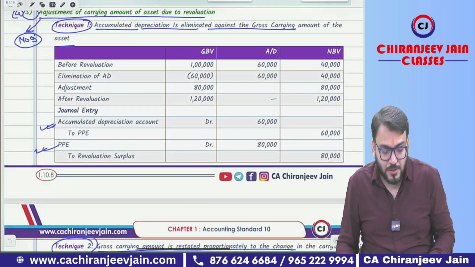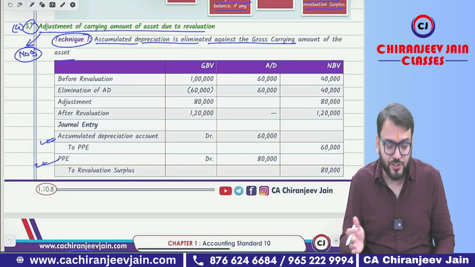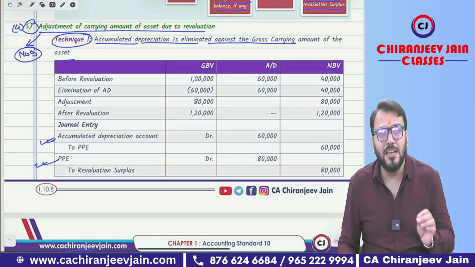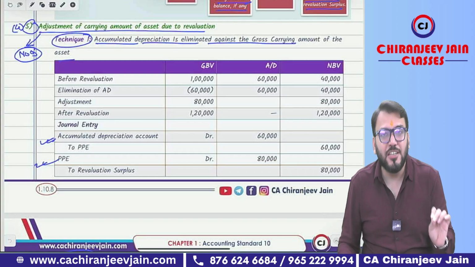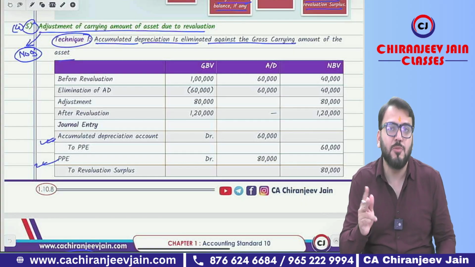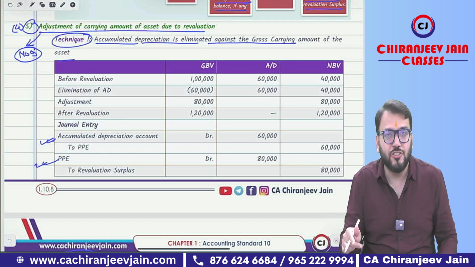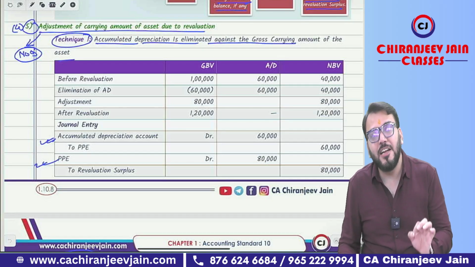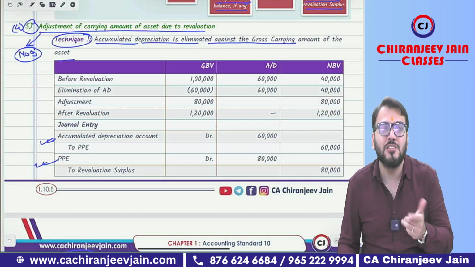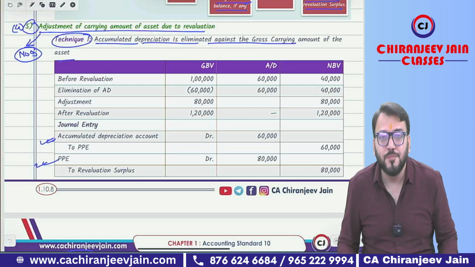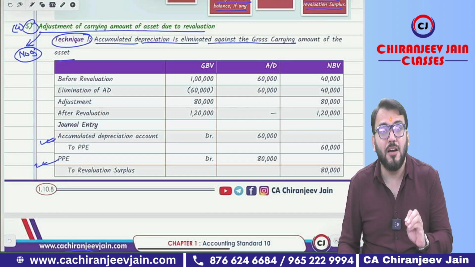Okay, sir. Then we have done about the presentation, means adjustment of carrying amount of asset due to revaluation. In this, there are two techniques. Technique number one, accumulated depreciation will be adjusted with the gross carrying amount of the asset. In this, we pass two journal entries. First, we'll eliminate entire accumulated depreciation on the date of revaluation. Journal entry will be accumulated depreciation to PPE account. Then journal entry for revaluation gain: PPE account debit to revaluation reserve. If there is a loss, the journal entry will be P&L account debit to PPE.